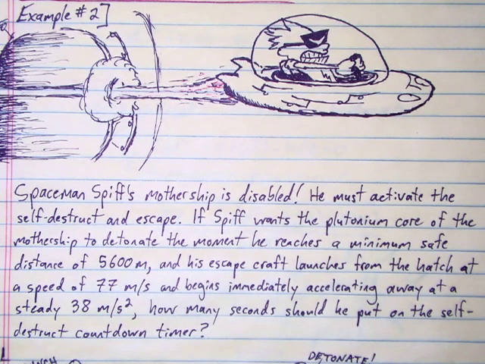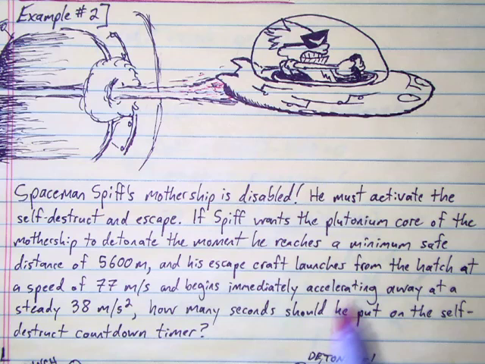Oh no! Spaceman Spiff's mothership is disabled. In order to prevent his advanced technology from falling into the wrong hands, he must activate the ship's self-destruct and escape. If Spiff wants the plutonium core of the mothership to detonate the moment he reaches a minimum safe distance of 5,600 meters, and his escape craft, pictured here, launches from the hatch at a speed of 77 meters per second and begins immediately accelerating away at a steady, that means constant, 38 meters per second squared, how many seconds should he put on the self-destruct countdown timer?